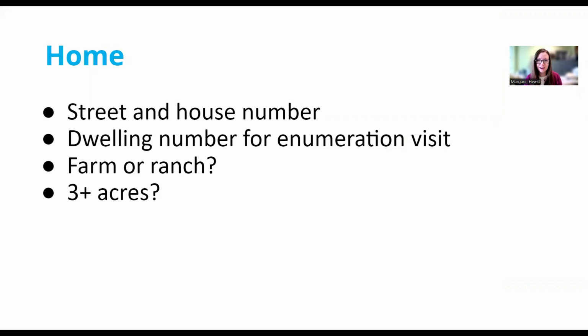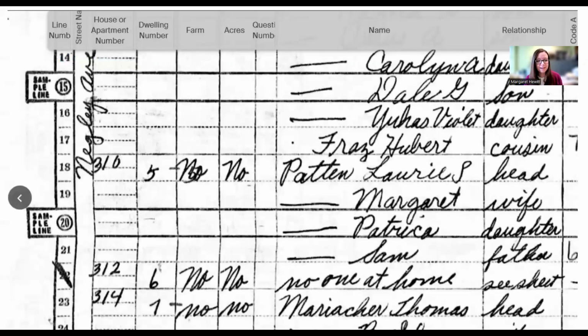First section first, on the left-hand side of the page, you'll find info about their home. This is going to include their street and house number, a dwelling number for the enumeration visit. That is simply the house being numbered in the order that the census taker has visited. They're going to ask if it's a farm or a ranch, and if so, if it is 3 or more acres.